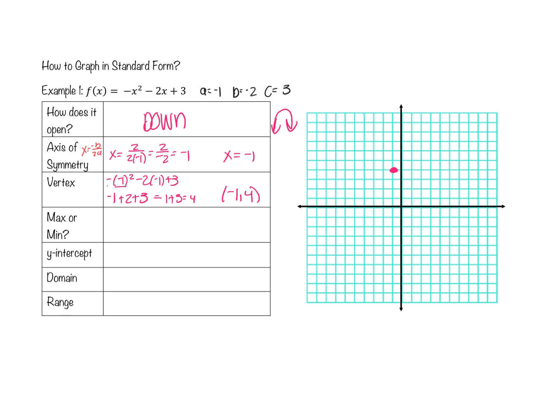Since it opens down, I know that my vertex is a maximum, and it would be a maximum of 4 at x equals negative 1. Again, this is just to help us when we go to look at our domain and range. My y-intercept is 0, whatever my c value is, so that is 0, 3. So I can go ahead and plot that point. My domain is all real numbers.